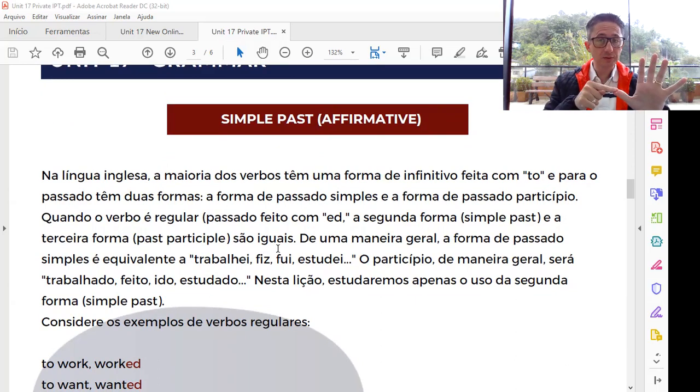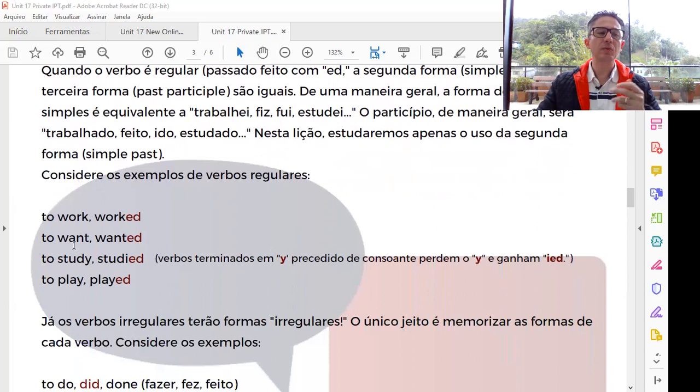So, basically, we have two kinds of verbs when we're talking about the past, right? Regular verbs, and we have irregular verbs. Well, if you have regular verbs, the past will end in ed, okay? So let's take a look. For example, here, to work, worked.